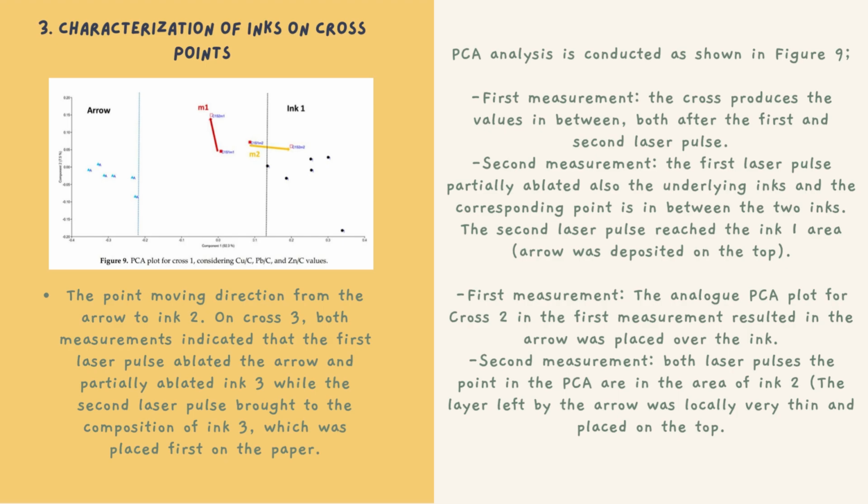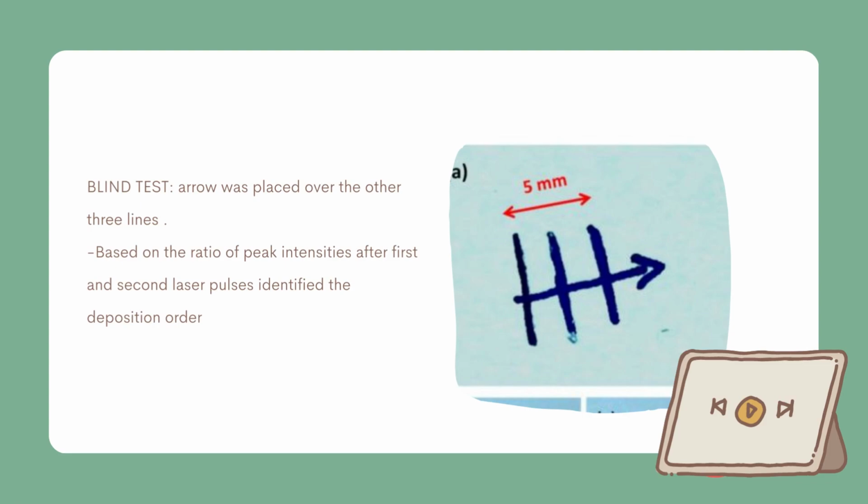The analogous PCA plot for the second cross in the first measurement indicated that the arrow was placed over the second ink. In the second measurement, for both laser pulses, the point in the PCA plot fell in the area of the second ink, meaning that the layer left by the arrow was locally very thin and placed on top. This hypothesis is reinforced by the point moving in the direction from the arrow to the second ink.